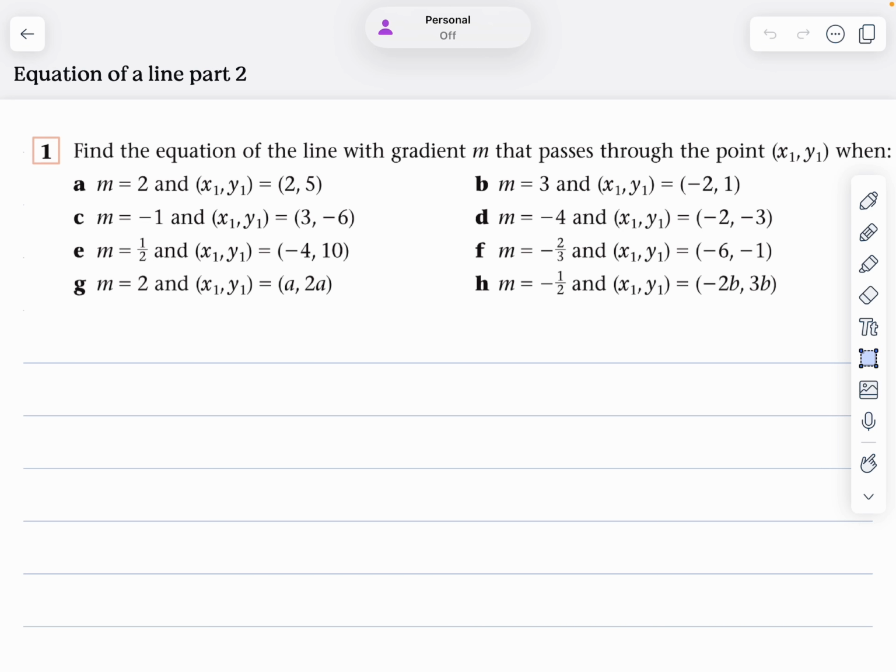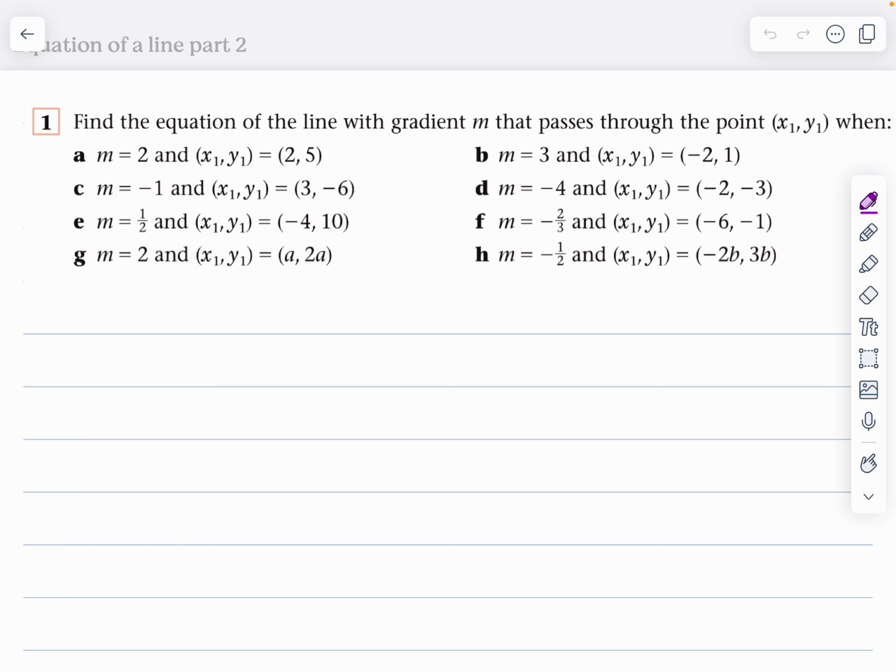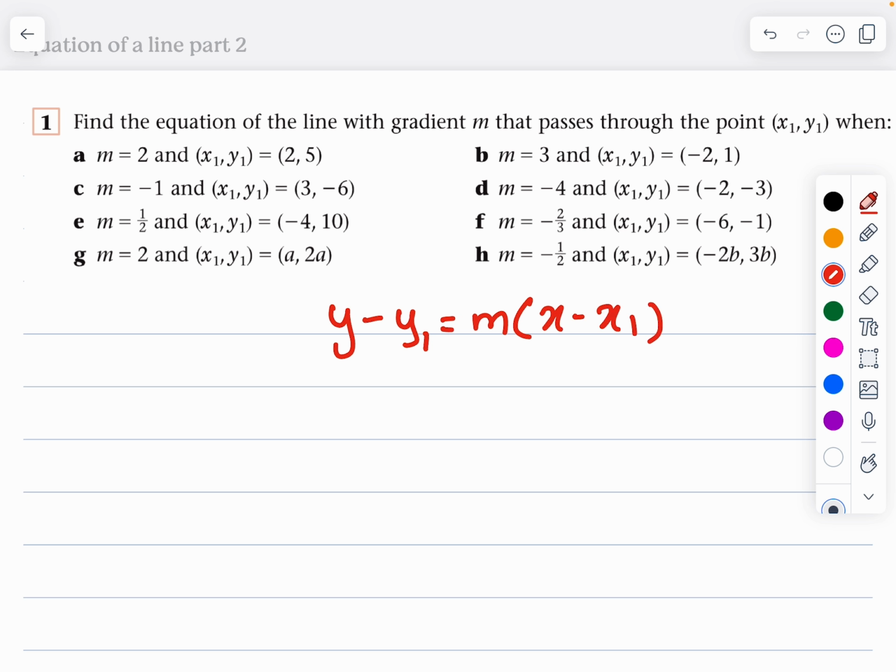So welcome, this is the second video on finding the equation of a line with a gradient and passing through a point (x1, y1). So how should I be finding it? The formula is going to be nothing but what? y minus y1 equals m times x minus x1.